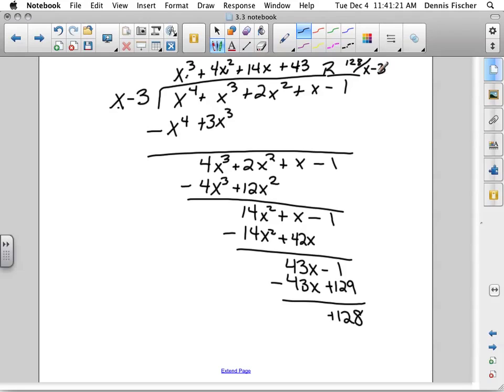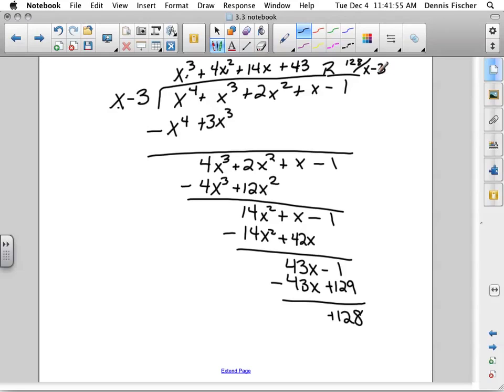Now I'm going to give you a little, it's called the remainder theorem. This is a good problem to talk about the remainder theorem on real quick. Notice that what we divided by was x minus 3, right? Everybody follow me? Yes. What makes that 0? 3. Here's the remainder theorem. If I plug in 3 into this equation, it'll equal 128. That's a way to check it.